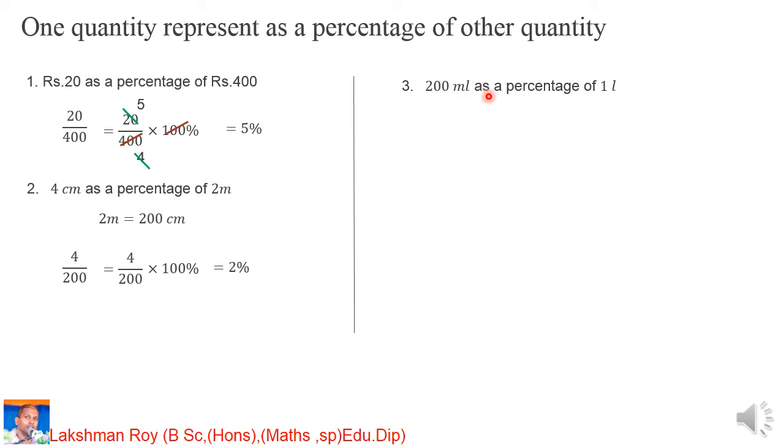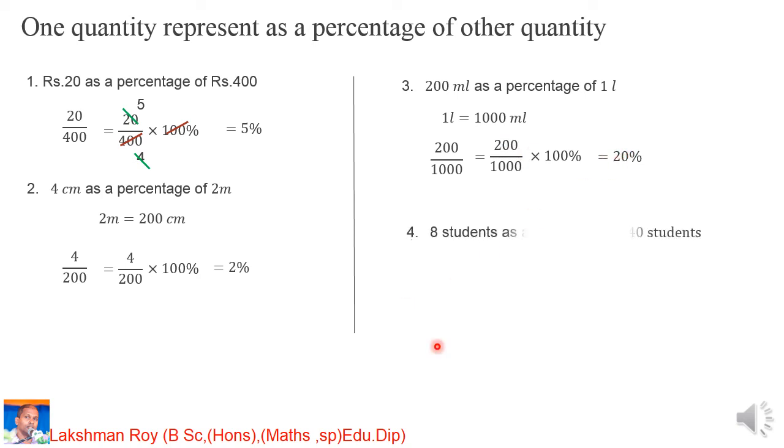Let's move to another example. 200 milliliter as a percentage of 1 liter. Here also you can see milliliter and liter are different, so make them into one unit. The easy one is the smallest unit, milliliter. 1 liter means 1000 milliliter. Now you can write 200 over 1000. That is a fraction. Now make a percentage. Multiply by 100%. Then you can cut 100 and 1000, then divide by 200, and you get 20%.